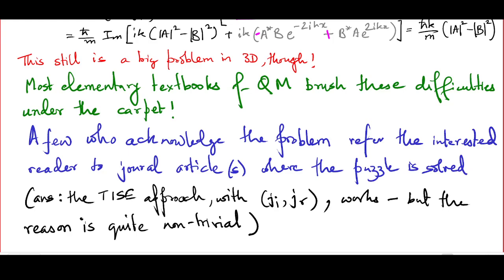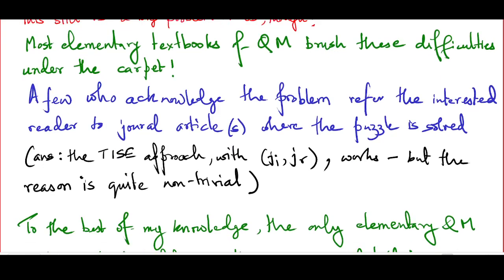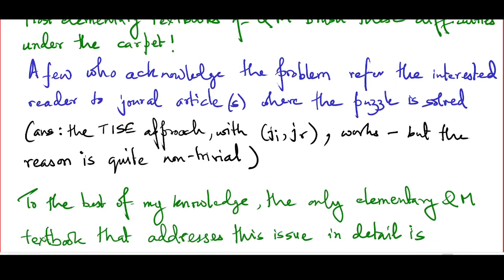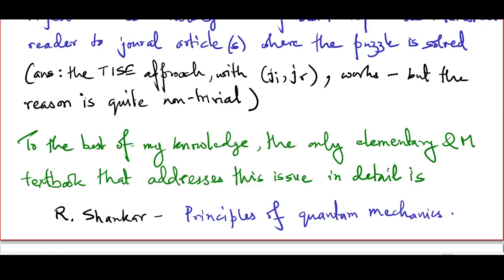Well, most readers will not have access to these journal articles, and even if they do, figuring out exactly what those journal articles are saying is quite difficult for a beginning student of quantum mechanics. Indeed, among all the books that I have seen, the only elementary textbook, a beginning quantum mechanics textbook, which actually addresses this issue quite directly and in some detail, happens to be the book by Ramamurthy Shankar, Principles of Quantum Mechanics.